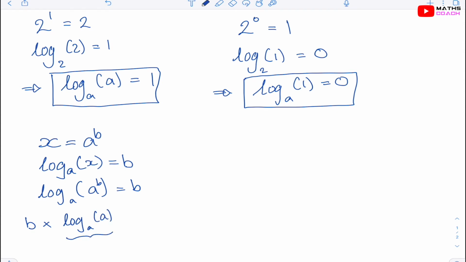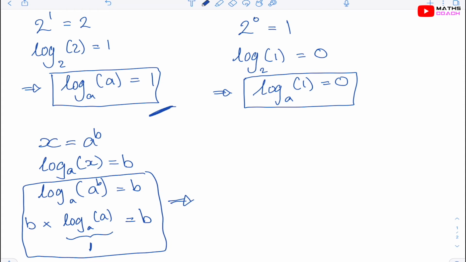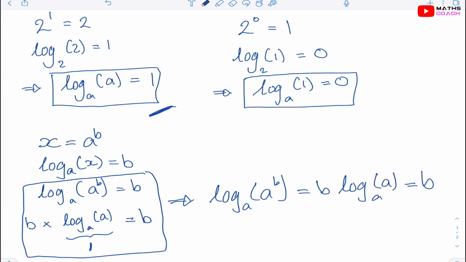If you look at this example here, log of a to base a is 1, so this is equal to 1, and b times 1 gives you b. If we now compare those two, what this implies is that the log of a to the power b to base a is equal to b times the log of a to base a, and that gives you b. This brings us to the third formula, or the third rule of logarithms.